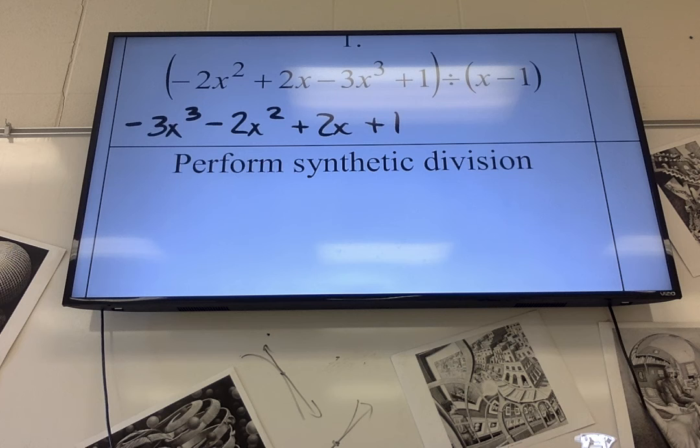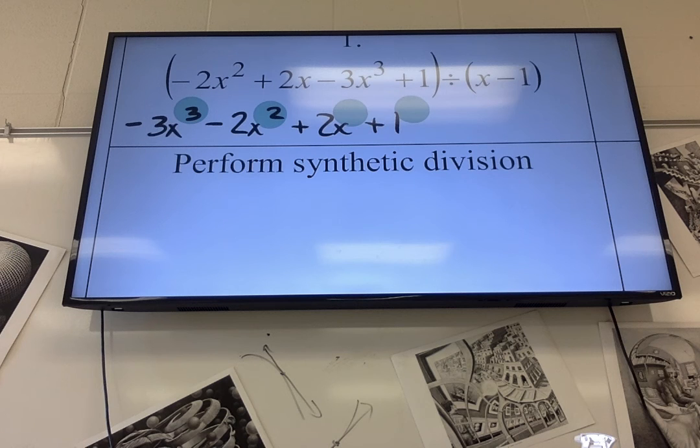And I have to have all the exponents. Like it goes 3, then 2, then 1, then none. If I was missing any of those, I'd have to put a 0 in there, remember, to hold its spot, like a placeholder.